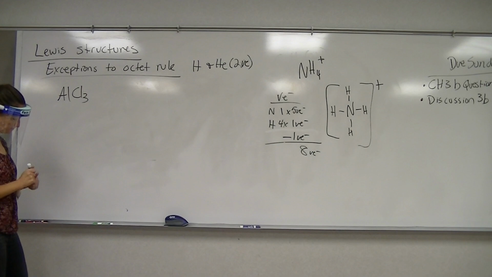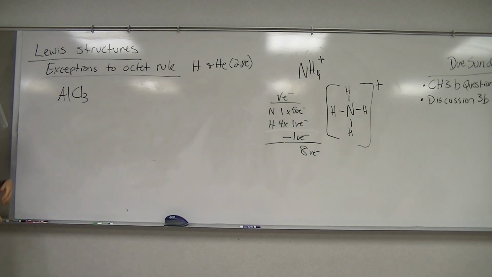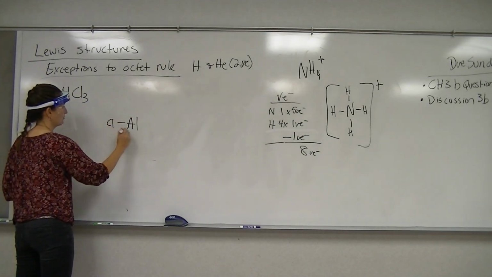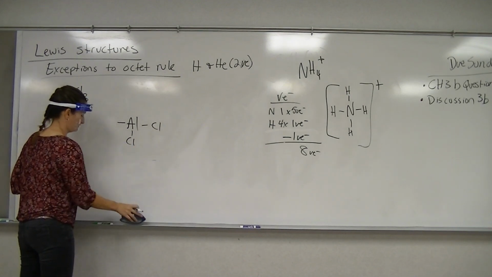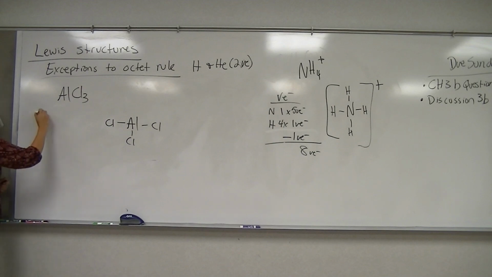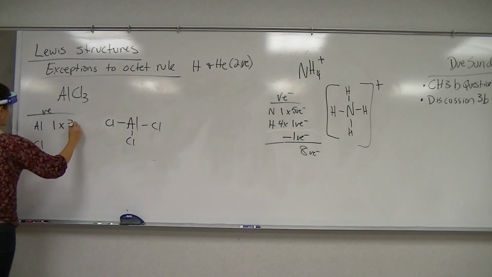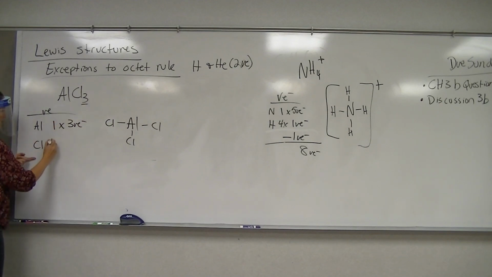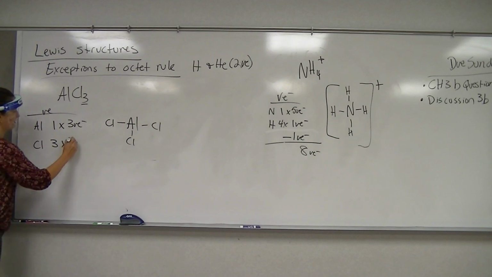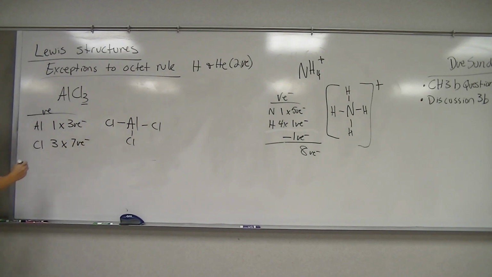Aluminum trichloride. So the central atom is going to be aluminum, the first one in the list here, and also the least electronegative. And then we have 3 chlorines. So we'll just put them around it, and count our valence electrons. We have 1 aluminum, and it's in group 13, so 3 valence electrons. Chlorine, 3 atoms, and it's a halogen. All halogens have 7. So I get 7 times 3 is 21, plus 3 more, 26.